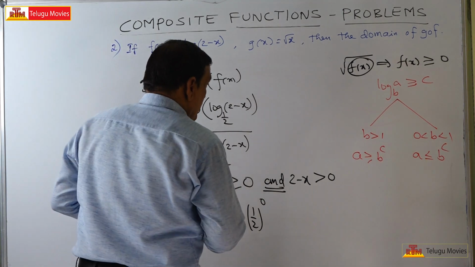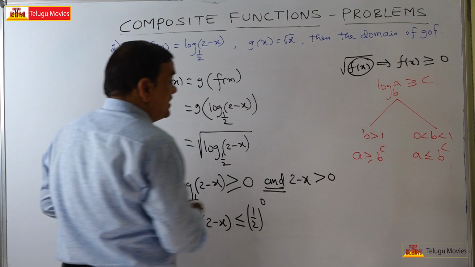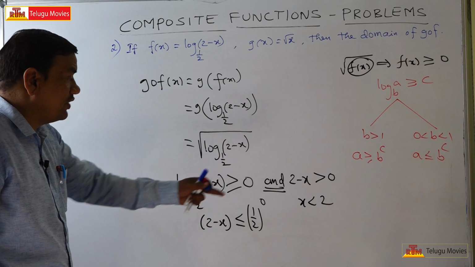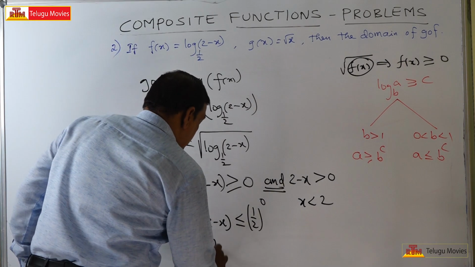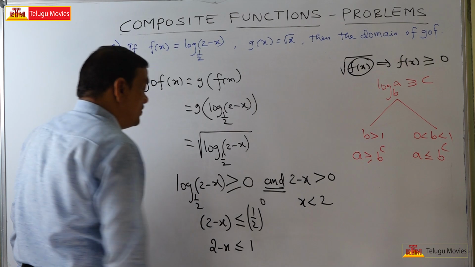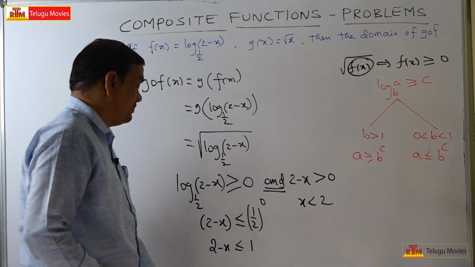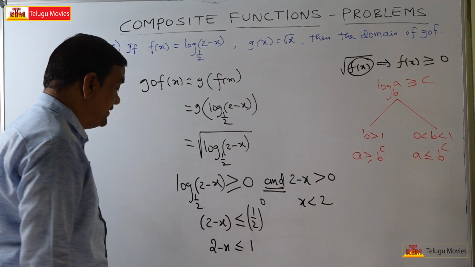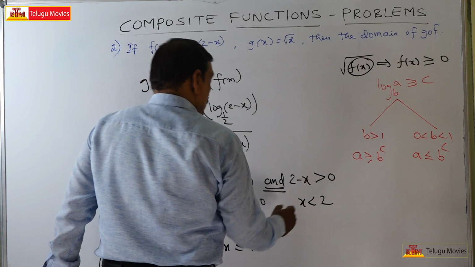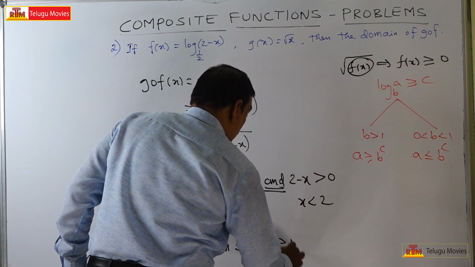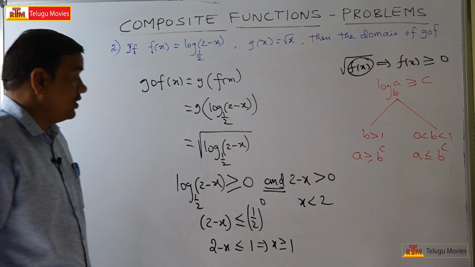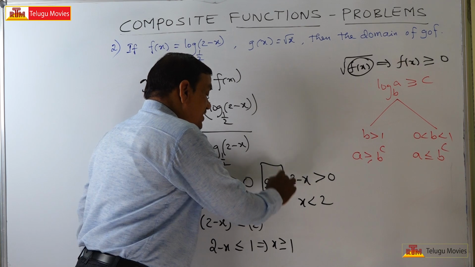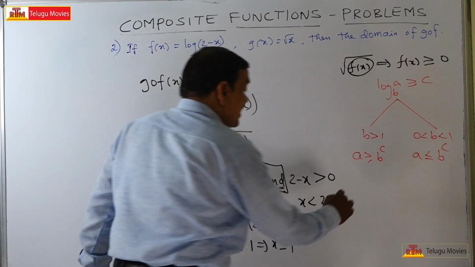Now from this we can conclude: 2 minus x greater than 0 means x less than 2. Here 2 minus x is less than or equal to 1. Why? Because (1 by 2) to the power 0 is 1. So 2 minus 1 comes here, and x is greater than or equal to 1. Now we have to take the intersection of these, because 'and' is there. So what is the domain here now?